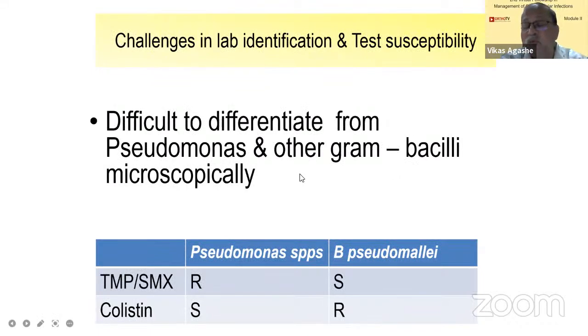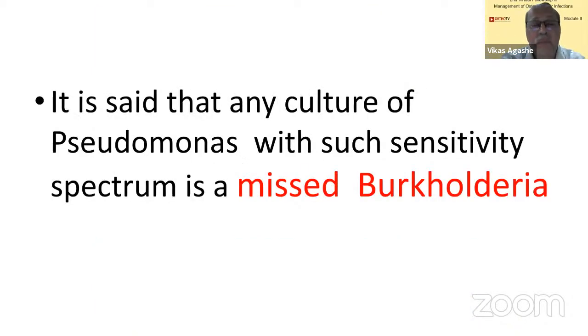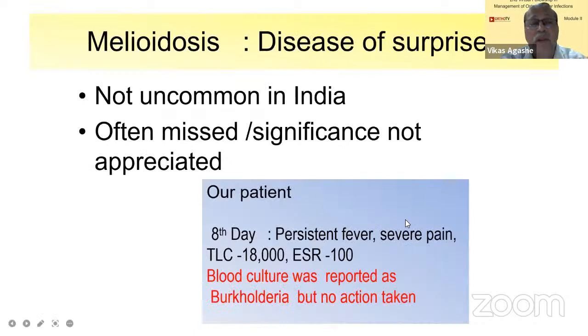It is a challenge for everyone: the infectious disease specialist, the microbiologist, as well as orthopedic surgeons, to differentiate between Pseudomonas infection and Burkholderia infection. And a very important hint is Burkholderia is generally multifocal, often has chest problems, and is resistant to colistin. It is said that any culture of Pseudomonas with such a sensitivity pattern is Burkholderia until proven otherwise. It is not uncommon in India, but it is often missed.